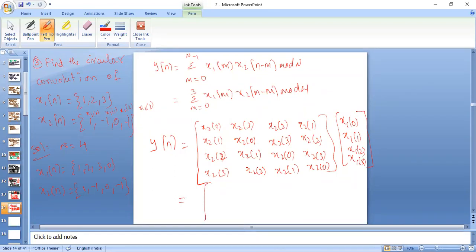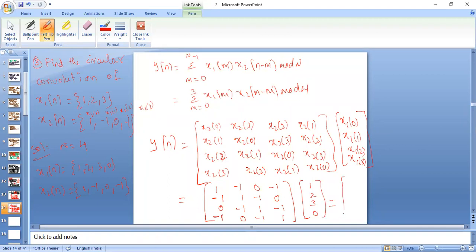So let us try to represent these numbers in this matrix. 1 minus 1, 0 minus 1 and next is minus 1, 1 minus 1, 0 and the next one is 0 minus 1, 1 minus 1 and the next one is minus 1, 0 minus 1, 1 into 1, 2, 3, 0, right?